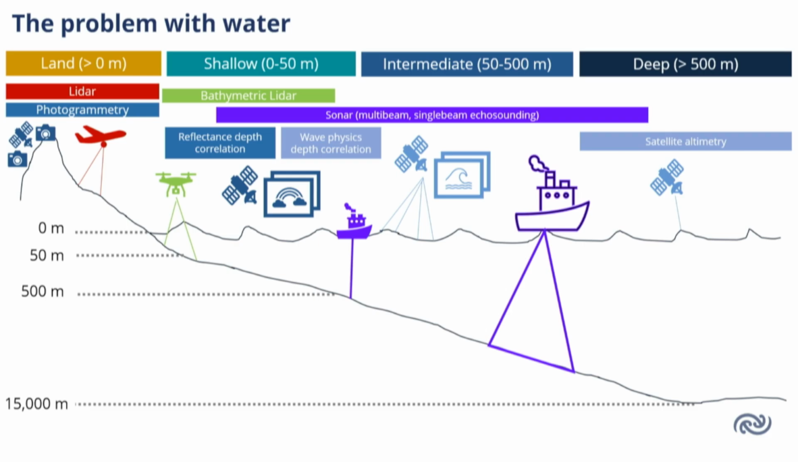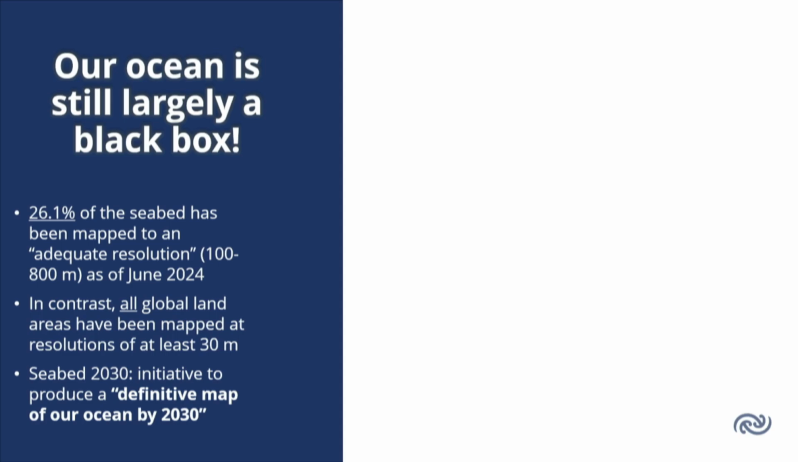The most common, and what has surveyed most of the ocean, is satellite altimetry. This is a really coarse measurement. It's quite generalized, so it's not going to give us a very precise look at the actual shape of the topography. If we have a lot of money, we could get a submarine, but I don't know how practical that is in most situations. So as a result of this problem, our ocean is still largely a black box.